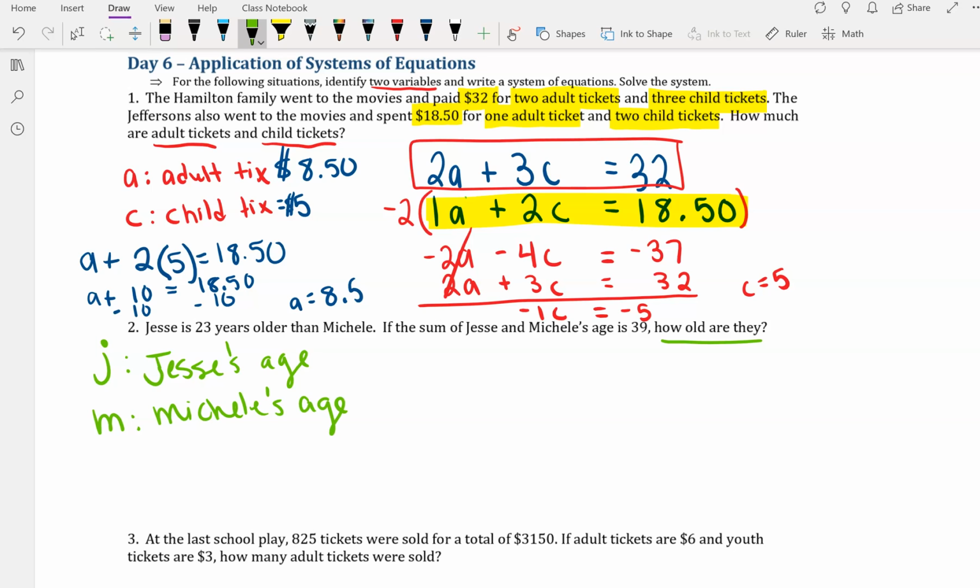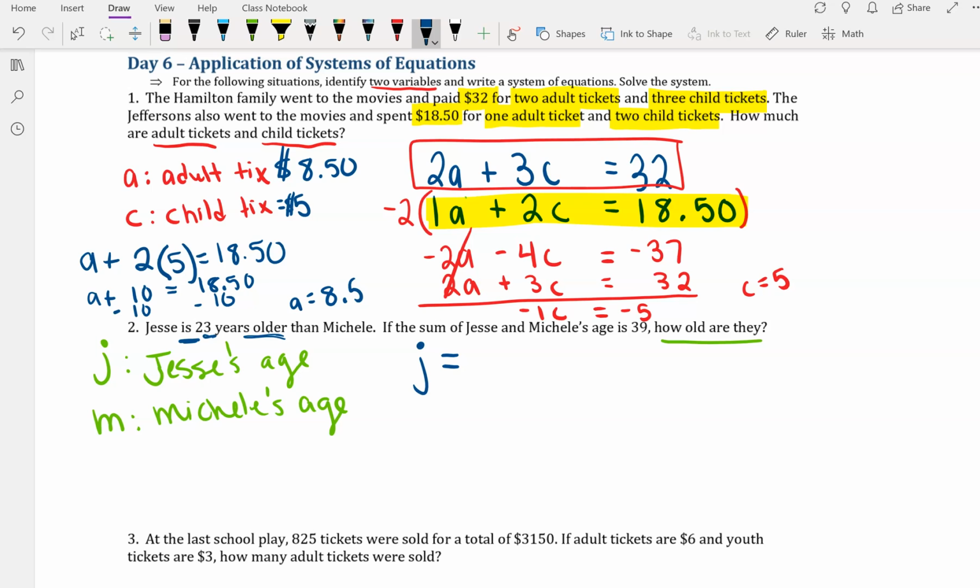All right, so back to what I was saying. The first equation is going to be the first sentence. The first sentence is going to be its own equation. So Jesse is 23 years older than Michelle. Some key words here are the word is, and then 23, and then older. So when it says Jesse is 23 years older than Michelle, I write this as Jesse, so J, is the same as is equal to. So Jesse's age is equal to 23 years older than Michelle.